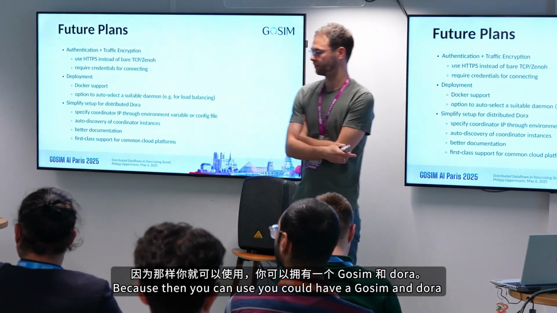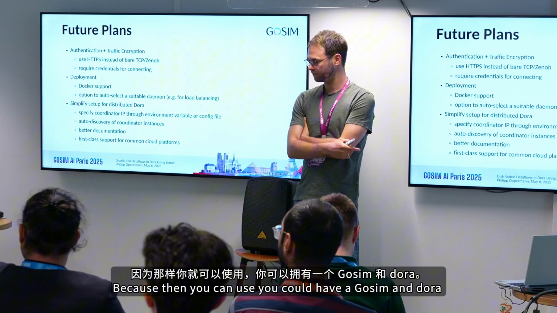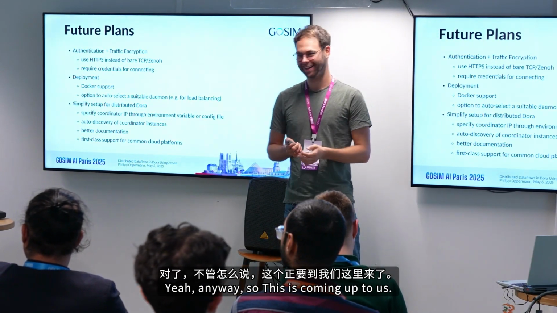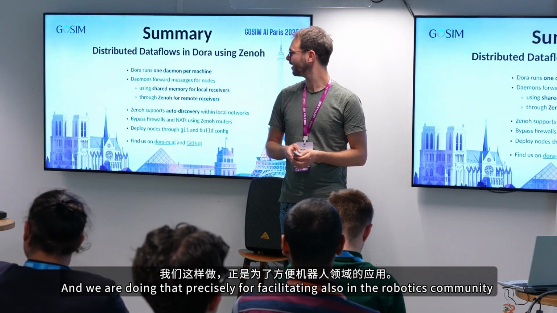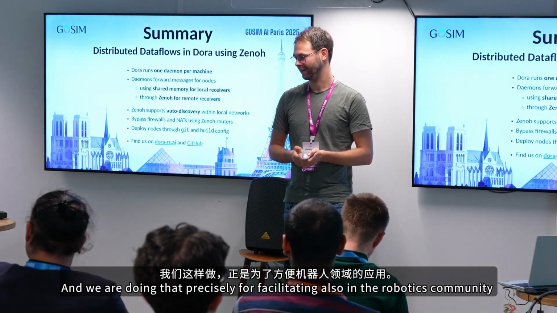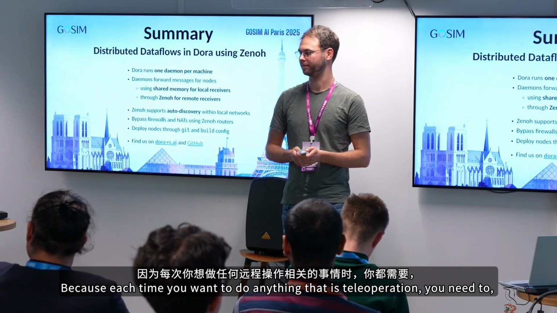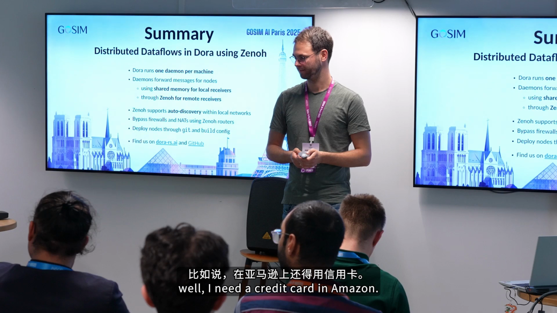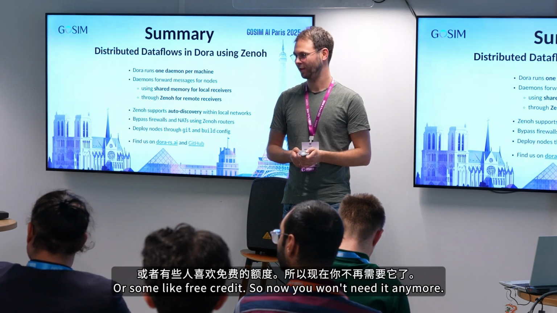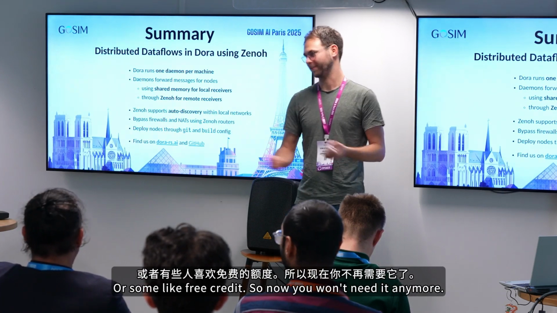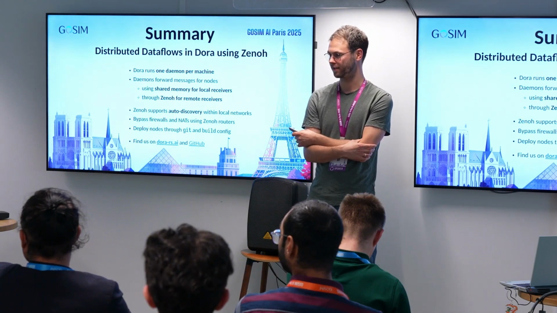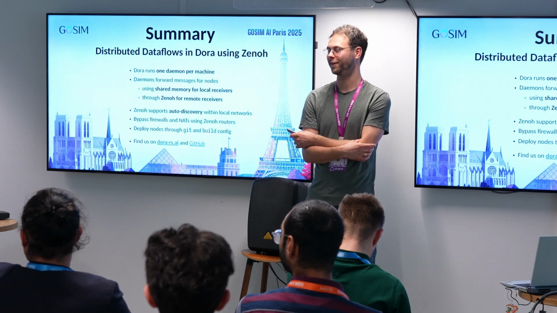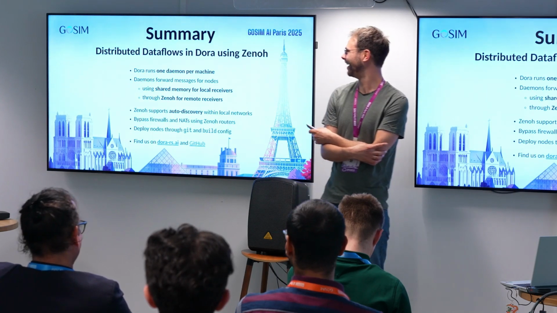You could have a Dora. But anyway, I'm giving you the example. This is coming up. And we are doing that precisely to facilitate the robotics community, because each time you want to do anything that is teleoperation, you need a credit card and Amazon, or some free credits. So now you won't need it anymore. It will be announced formally on the 23rd. Okay. Yeah. So I didn't say anything.